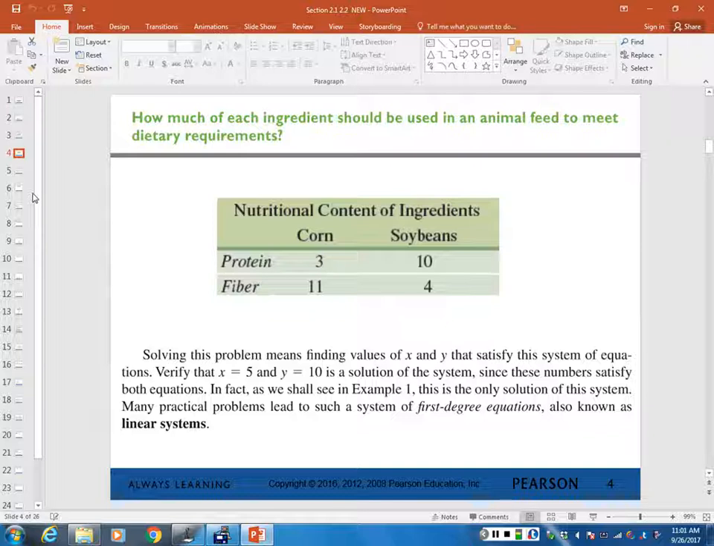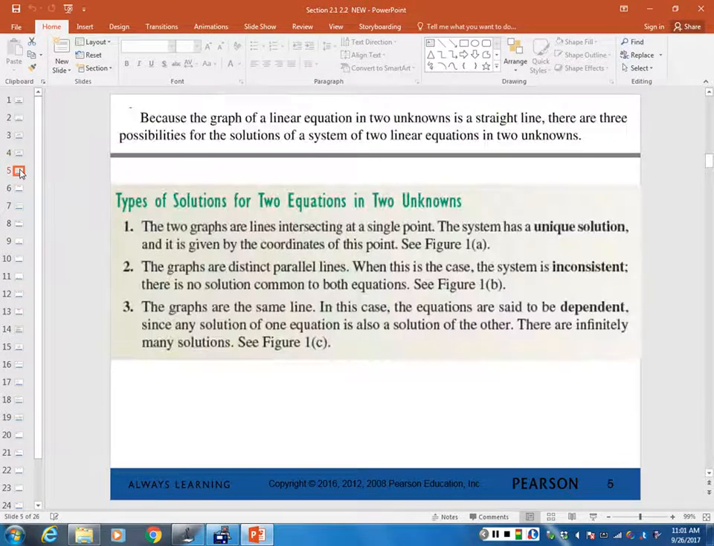And we solved that problem and we found the values of x and y that satisfy the system of equations is that x is 5 and y is 10. And so now we're ready to look at an overview of what we're doing here.